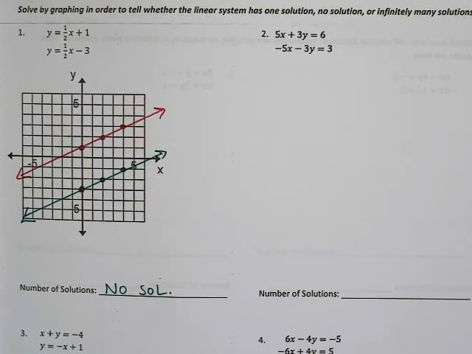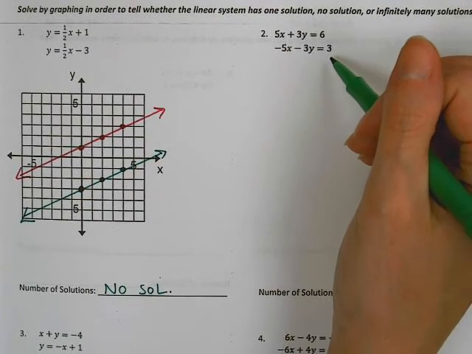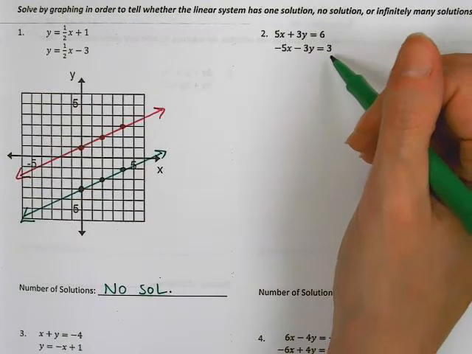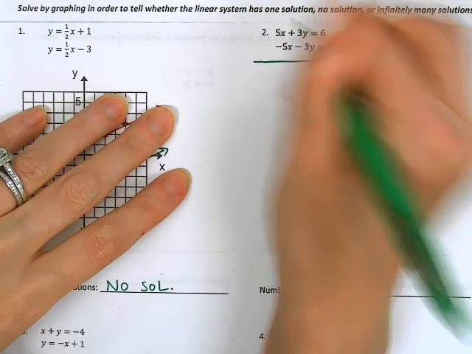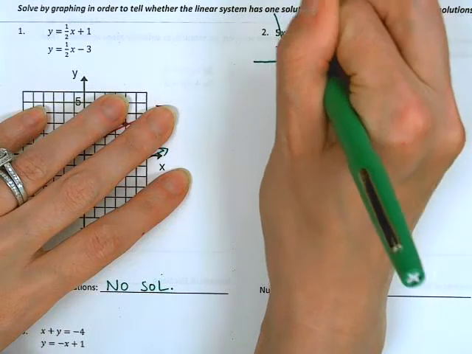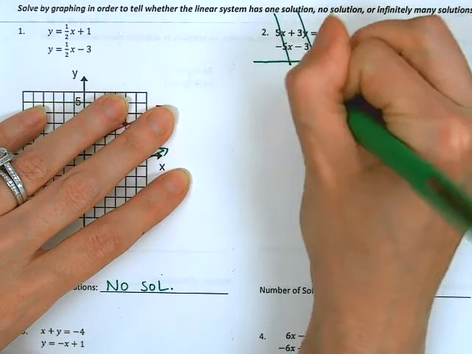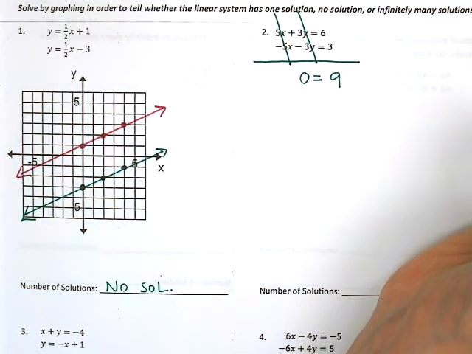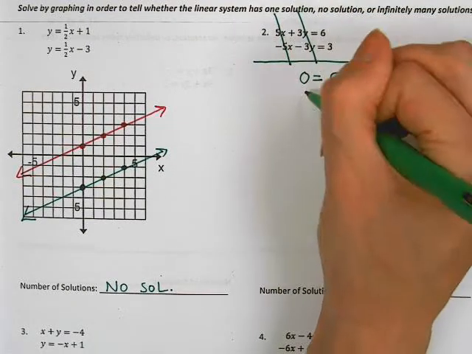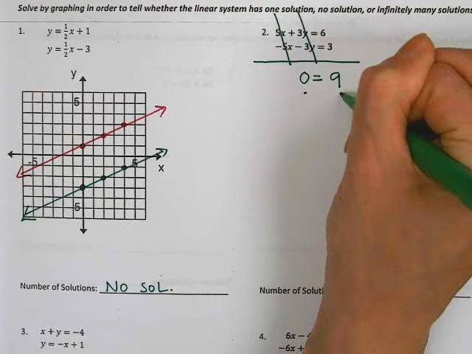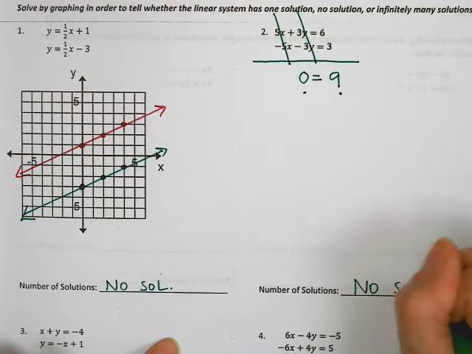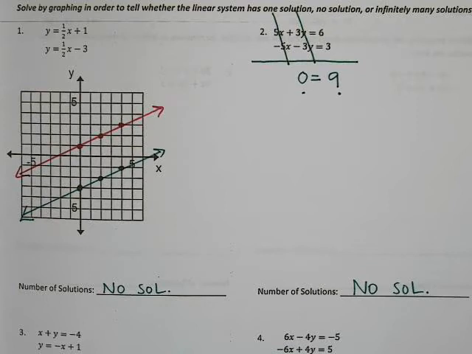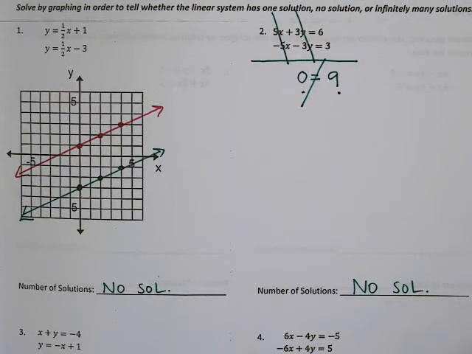All right, number 2. This one I would probably solve by elimination. And let's see what happens. Well, these cancel. So we're left with 0 equals 6 plus 3, which is 9. Okay, so that's weird. So when everything cancels, if this number does not equal this number, it would be no solution. Because 0 does not equal 9. So that's never going to happen. No solution.